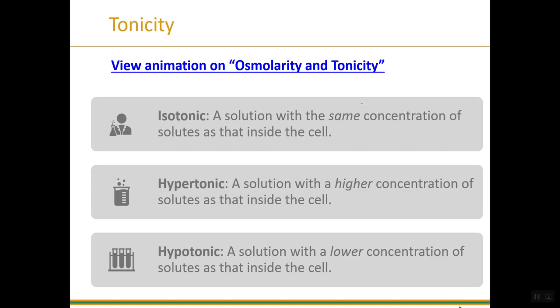The hypotonic solution contains a lower concentration of solutes compared with the fluid within the cell. This is going to cause the water to move into the cell. That is a hypotonic solution because there's more water on the outside of the cell. It's going to move in and the cell is going to swell or get bigger.